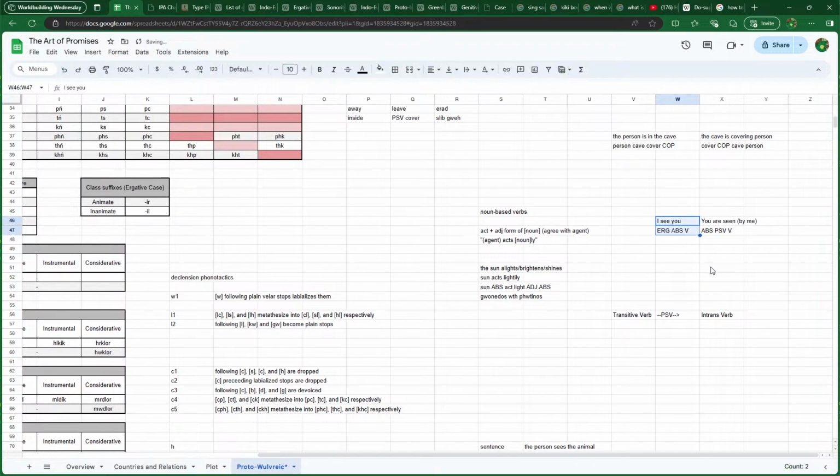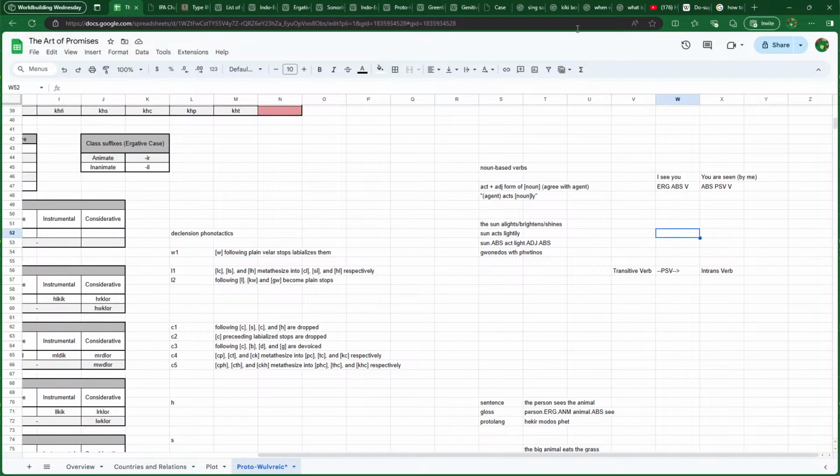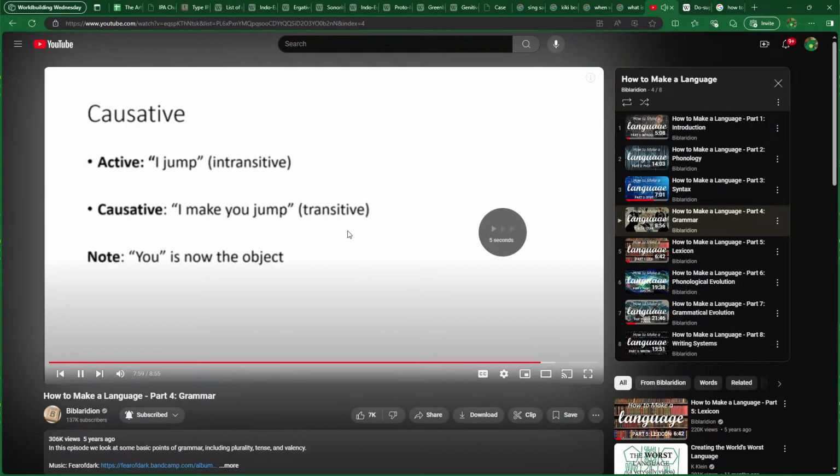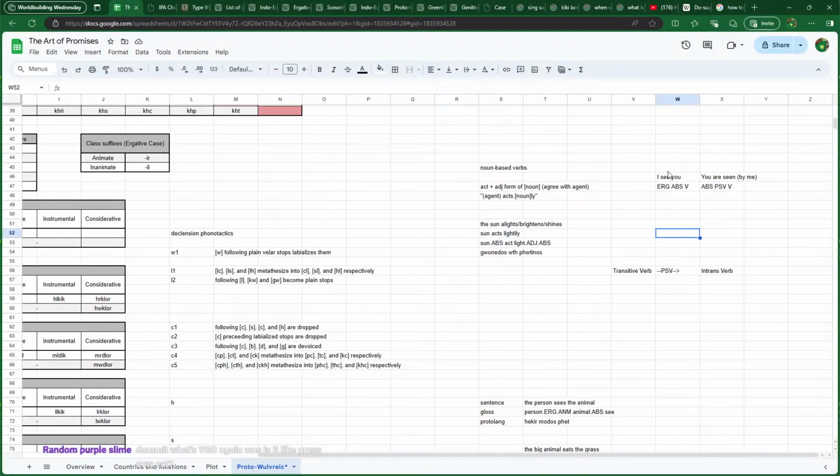Basically, I see you, right? But by turning the verb passive, you are seen, and then by me is sort of implied. Or you can specify it with other things. But that's how that works. Sentence, an extra object if we want. Right. Okay. So in order to turn an intransitive verb into a transitive verb, you use a causative construction. Or that's one way of doing it.